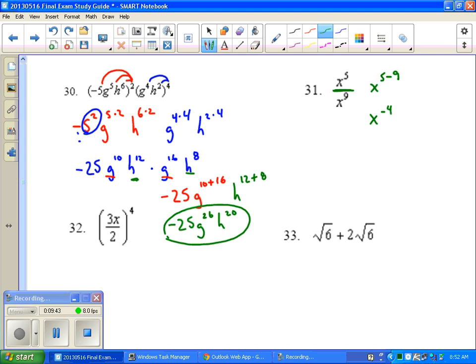And then it has to do the elevator rule. It's at the top. Everything's over 1. It has to go down. 1 over x becomes to the +4th.